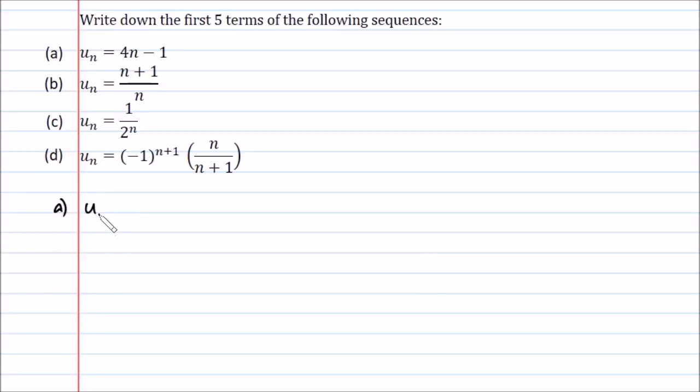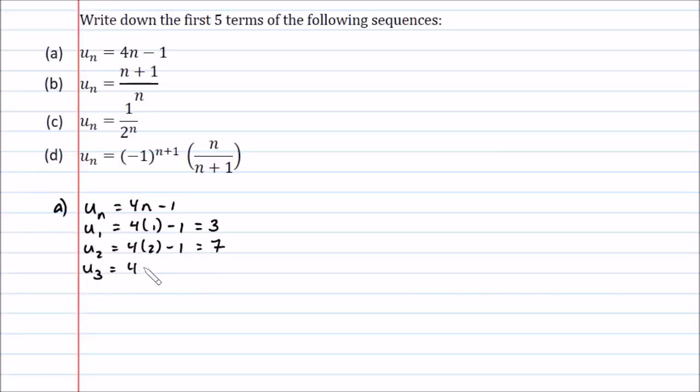We have that UN is equal to 4 times n minus 1. Now, as we go through, you'll realize that this is a lot like functions. Our first term is u1, which means that n is equal to 1. So this will be 4 times 1 minus 1, which is going to give us 3. u2, our second term, 4 times 2 minus 1, simply replacing n with 2, that's going to give us 7.